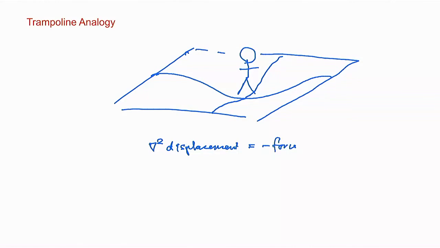Except to notice that there's a minus sign there. And the minus sign's there because if I poke the trampoline, I push in that direction, I want the displacement to be in that direction. Without a minus sign there, the displacement would be in the opposite direction to the force. Have a think about why that might be.